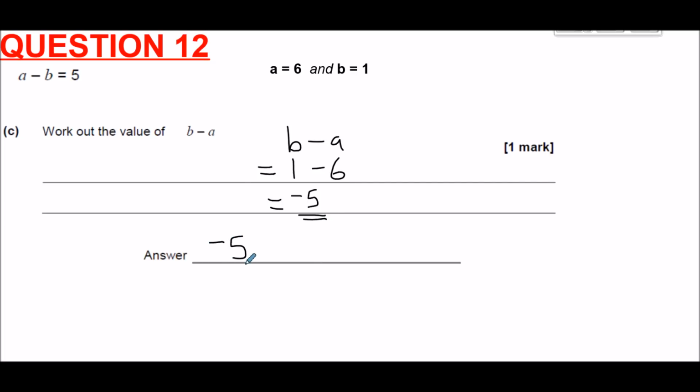So if you've got a problem with algebra and you don't know where to begin, you can always try to just pick any two numbers and take it from there. All we need to have is that A take away B equals 5. So you could have A equals 20 and B equals 15. You could have anything as long as A take away B equals 5.